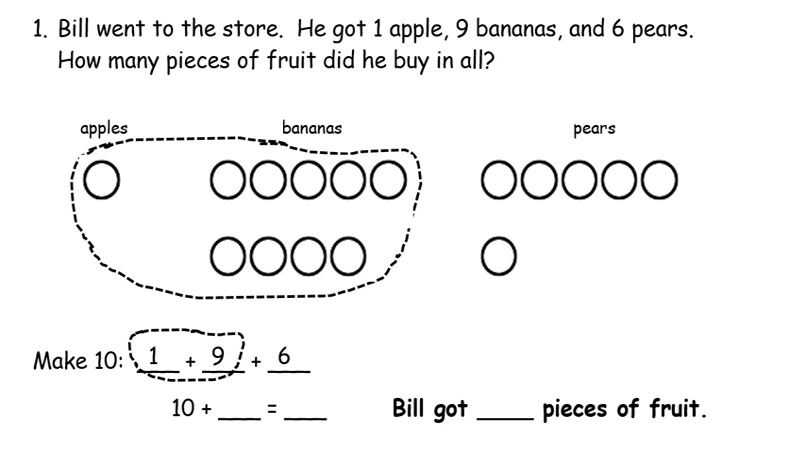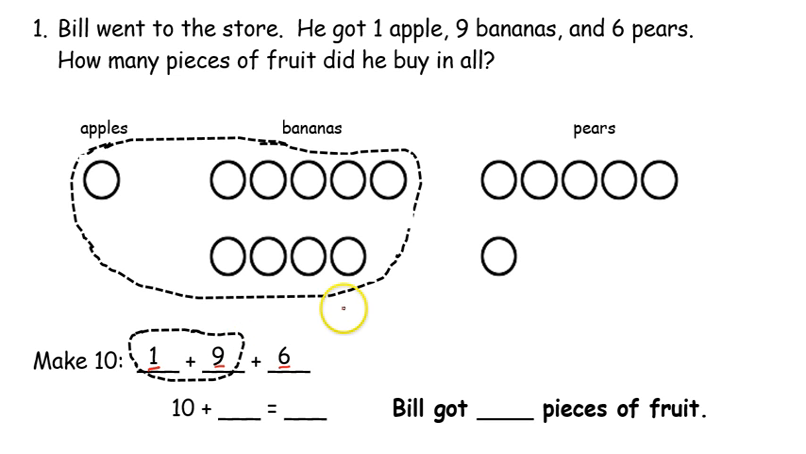The first question says, Bill went to the store. He got 1 apple, 9 bananas, and 6 pears. How many pieces of fruit did he buy in all? So you can see I have a picture drawn with discs showing each type of fruit. So we have 1 apple, 9 bananas, and 6 pears. We're going to add the numbers 1 plus 9 plus 6 to get the total number of fruit.